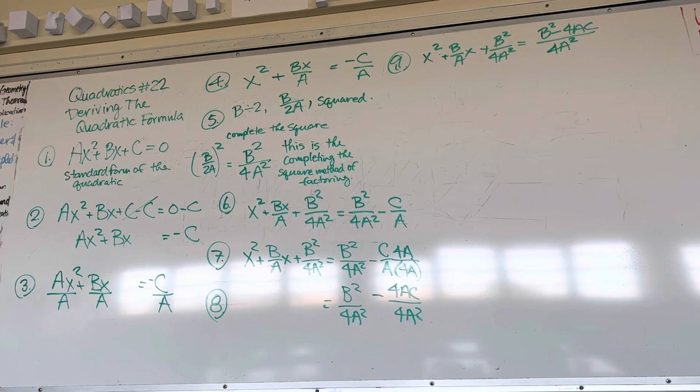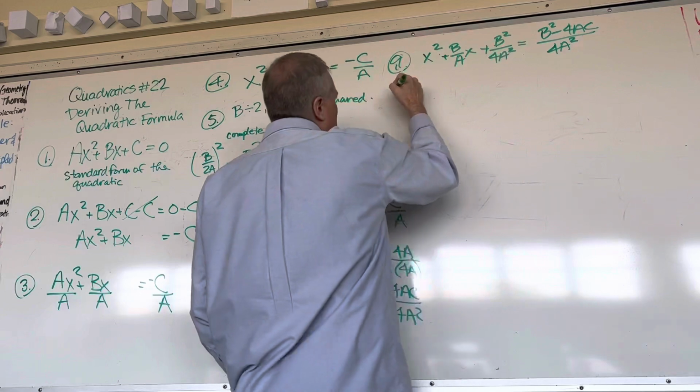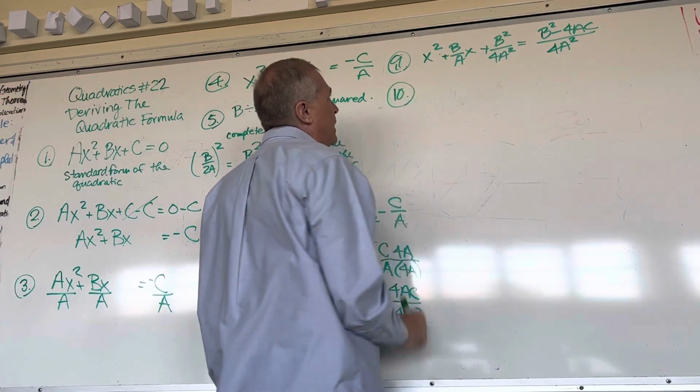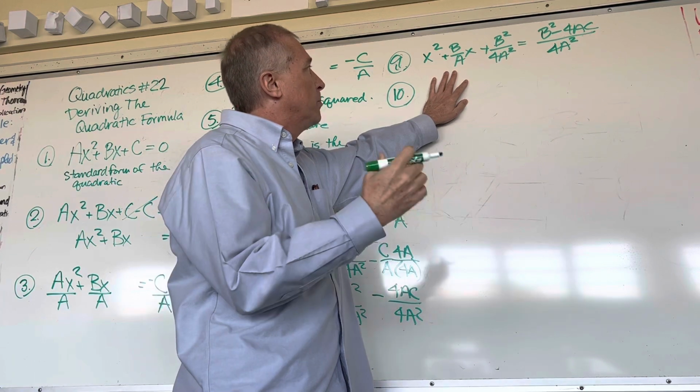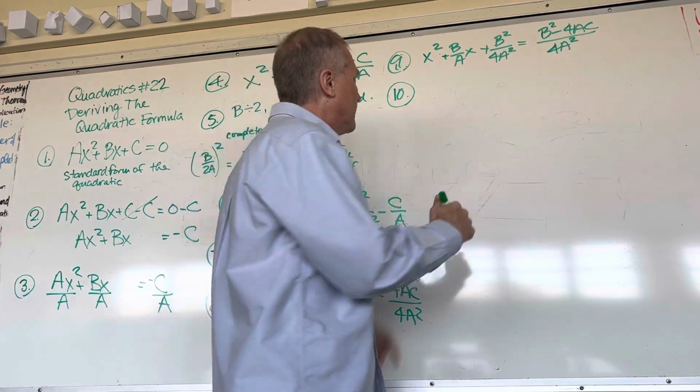Step 10. All right, combine the right side. Now we're going to factor. So this goes back to when we were factoring. Let's do step 10. Factoring the left side is where we end up pulling out the 2 binomials.